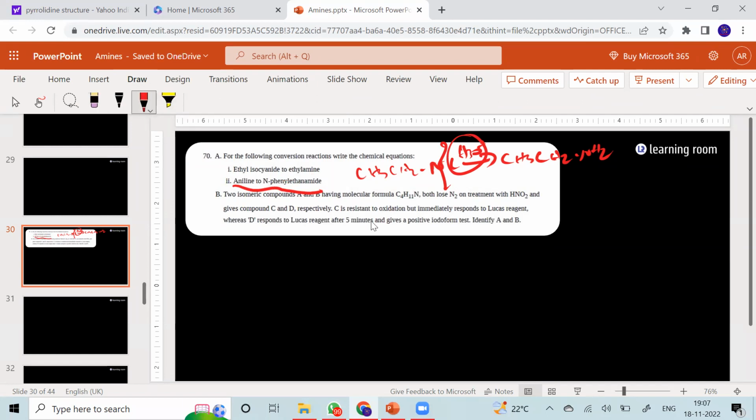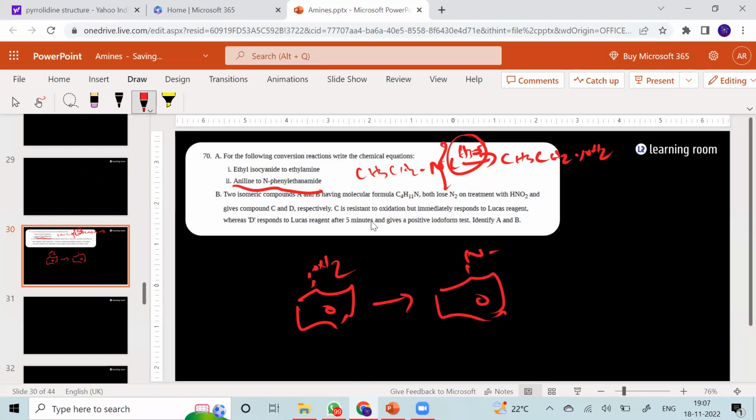Next. Aniline to N-phenyl ethanamide. Aniline is this. And I want to convert it into N-phenyl ethanamide. Ethanamide is C double bond O with CH3. Nitrogen attached to a carbon, C double bond O, that is an amide. And here it is going to be ethanamide because of 2 carbon atoms. And to this nitrogen, a phenyl group is attached, so it is N-phenyl. Definitely this is going to have one hydrogen also, no doubt about it.